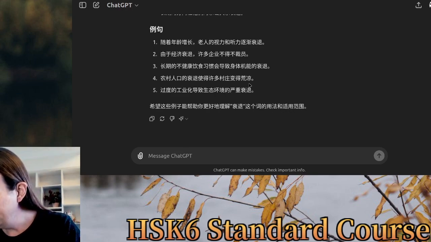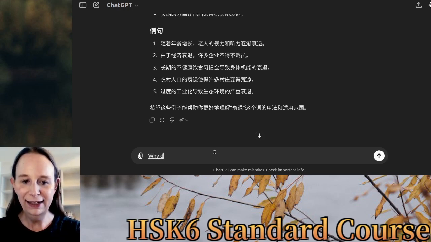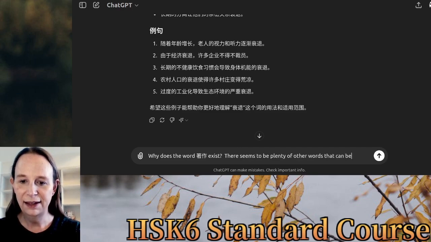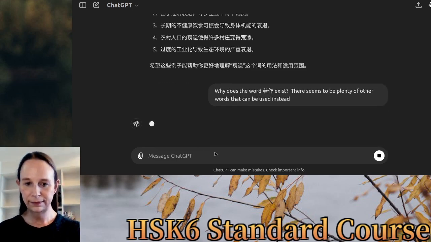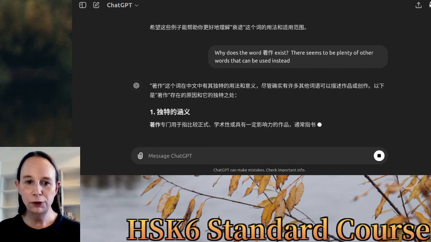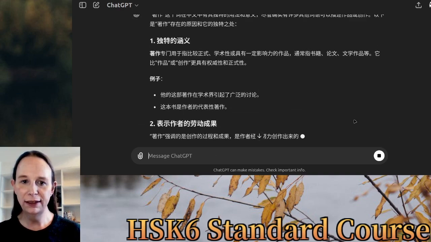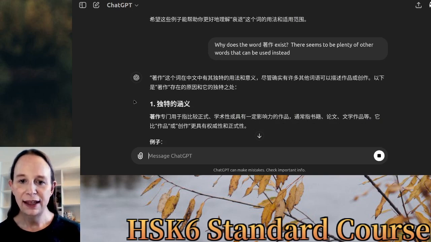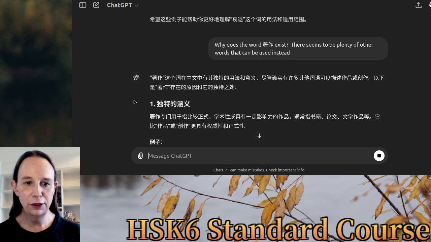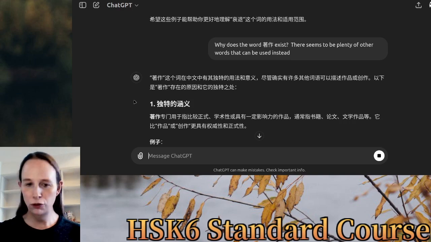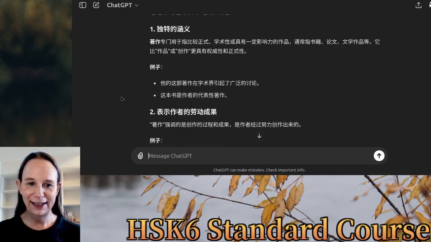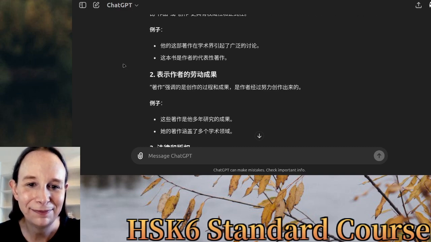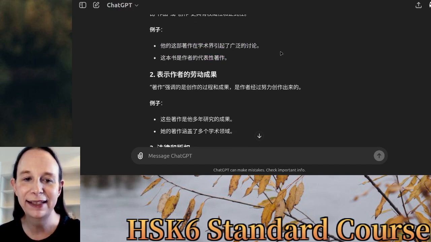All right, so we were looking at, let's ask about 著作 first. Why does the word 著作 exist? There seems to be plenty of other words that can be used instead. 著作这个词在中文中有其独特的用法和意义。尽管确实有许多其他词语可以描述作品或创作，以下是著作存在的原因和它的独特之处. All right. ChatGPT is certainly living up to the chat in its name. I don't think I want to read everything. Let's just read a few examples.